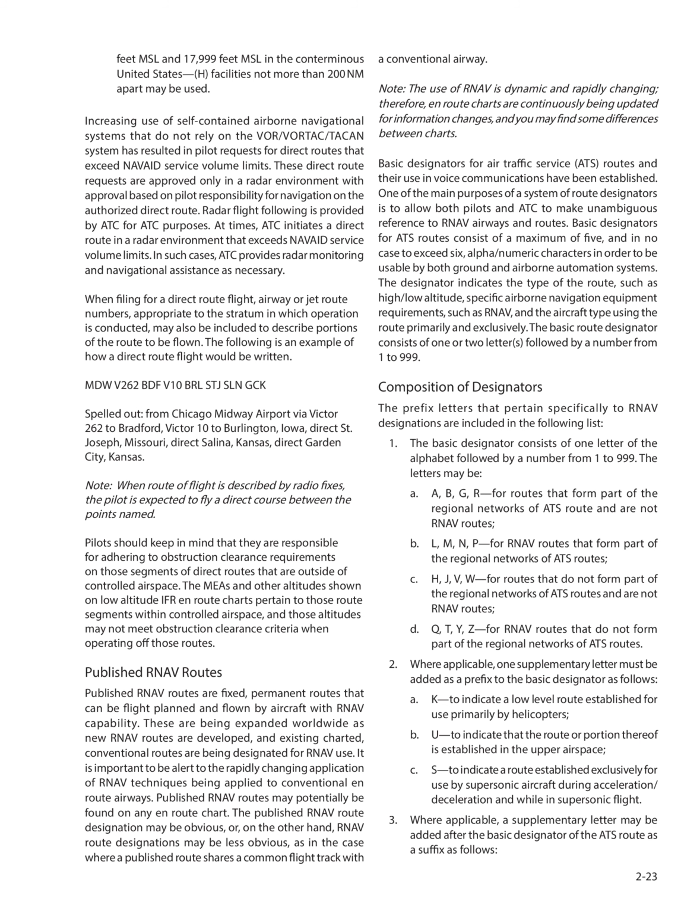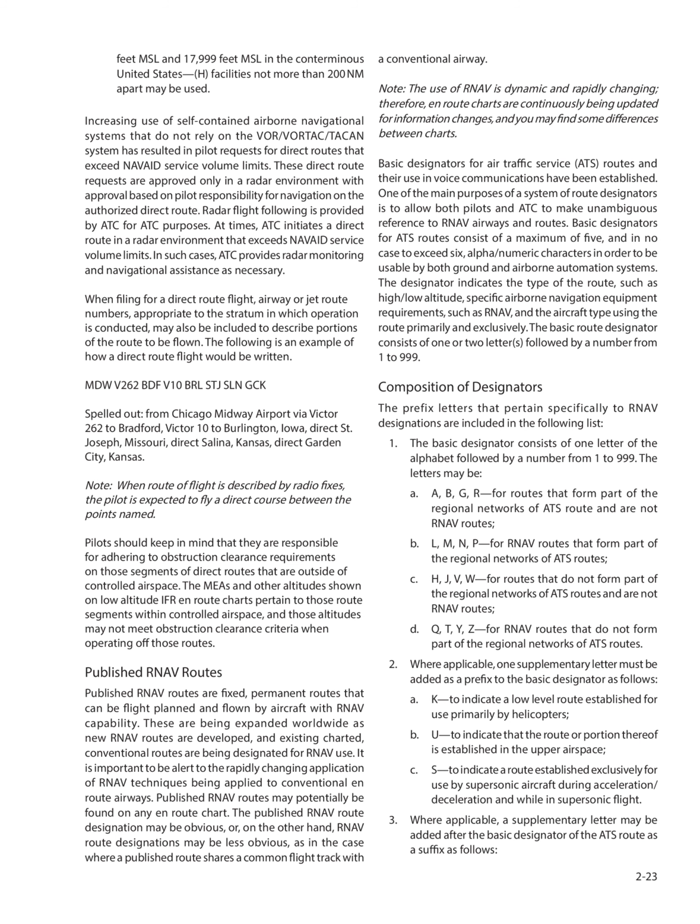MDW V262 BDF V10 BRL STJ SLN GCK, spelled out: from Chicago Midway Airport via Victor 262 to Bradford, Victor 10 to Burlington, Iowa, direct St. Joseph, Missouri, direct Salina, Kansas, direct Garden City, Kansas. Note, when route of flight is described by radio fixes, the pilot is expected to fly a direct course between the points named. Pilots should keep in mind that they are responsible for adhering to obstruction clearance requirements on those segments of direct routes that are outside of controlled airspace.